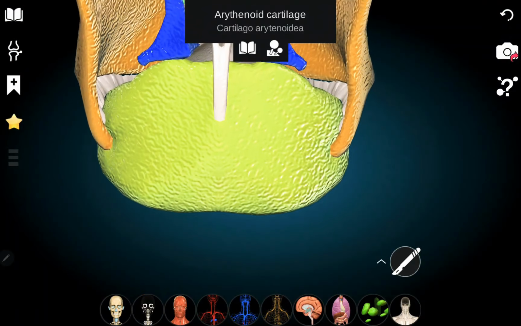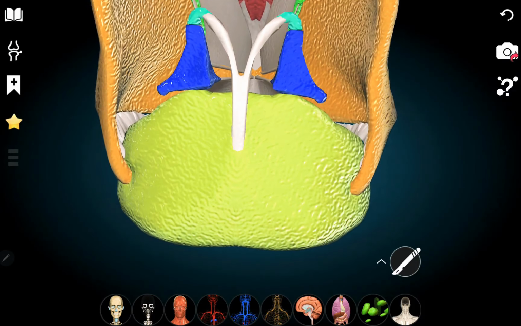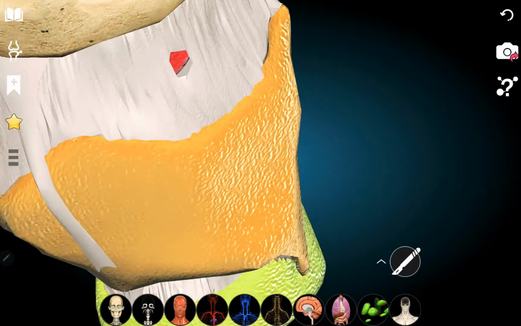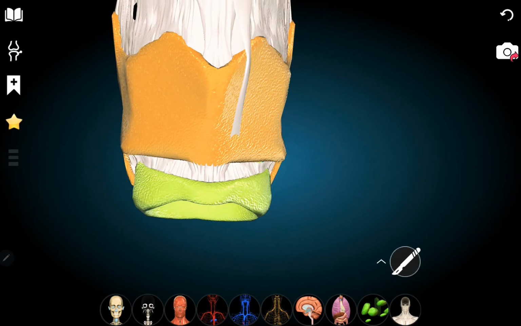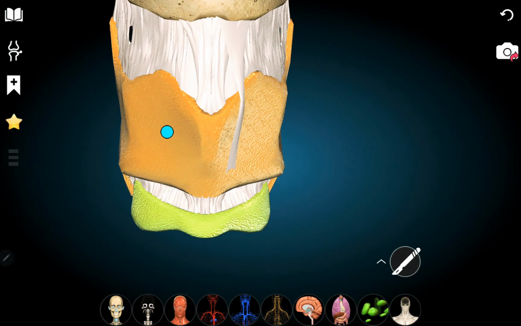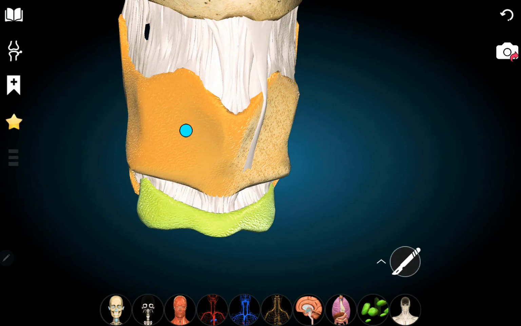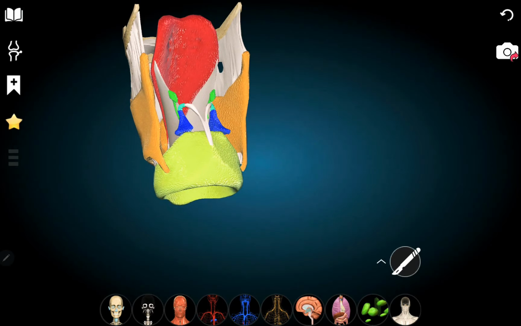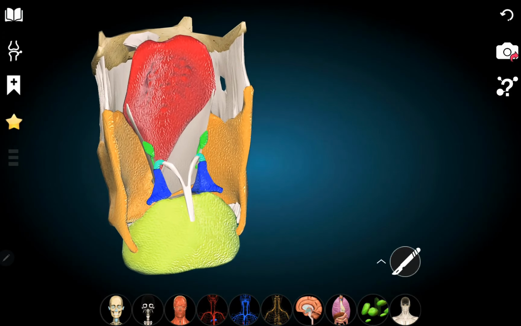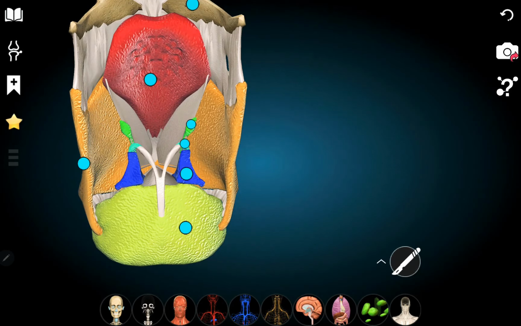So this is the posterior aspect of the cricoid cartilage. If you can appreciate the anterior part of this cricoid cartilage, it is narrower than the posterior part. The anterior part, which is narrower, we call the arch, and the posterior part is a bit broader. This broad part is known as the lamina of the cricoid cartilage.